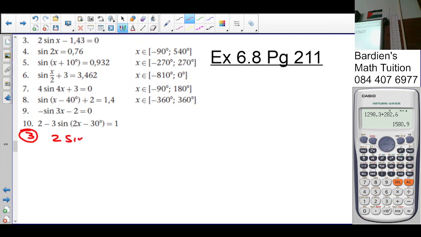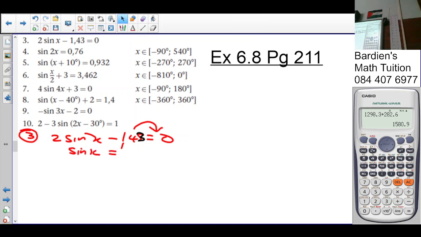So we say 2 sine x minus 1.43 equals 1.43. So what do we do first? Take it over, then divide by 2. So sine x equals 1.43 divided by 2. It gives me 0.715. So what do we do now? Reference x, so we take arc sine of that answer. We have 45.6 degrees.